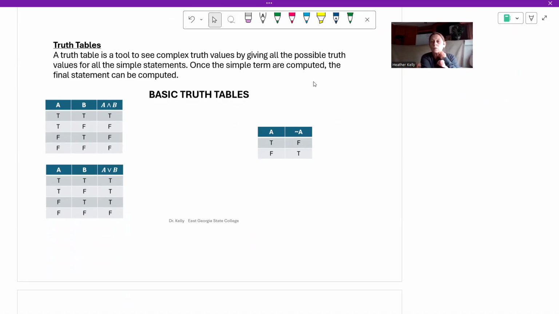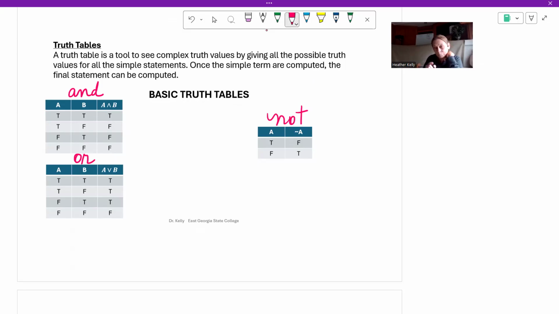The first truth table here, A and B. Okay, so that's the intersection. I'm going to write the word and up here. So you know, it's either in A and B. This is for the or, and this is for the not.